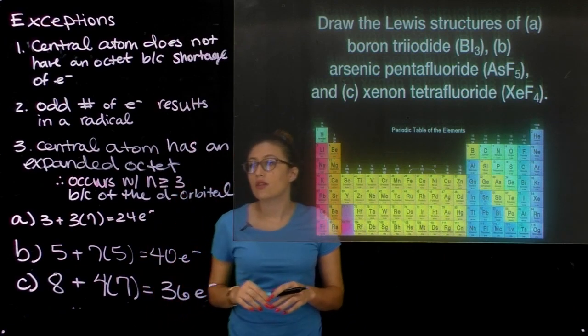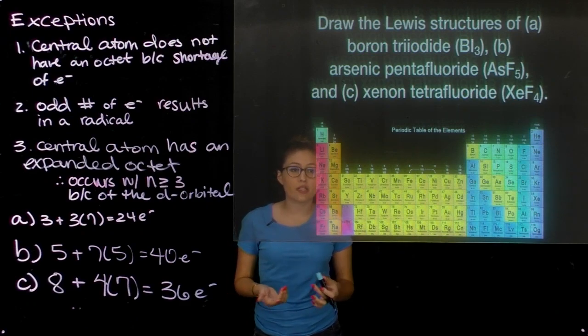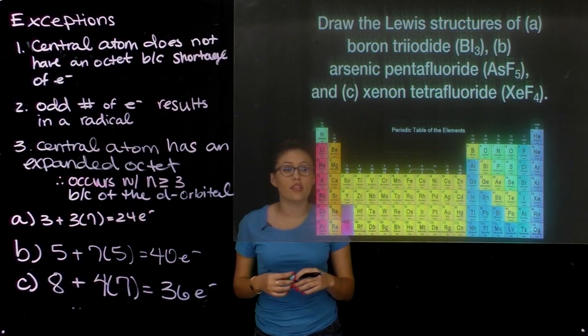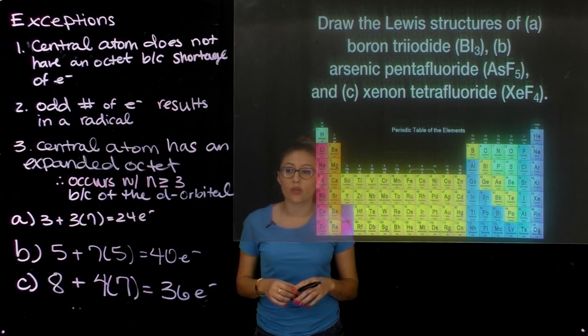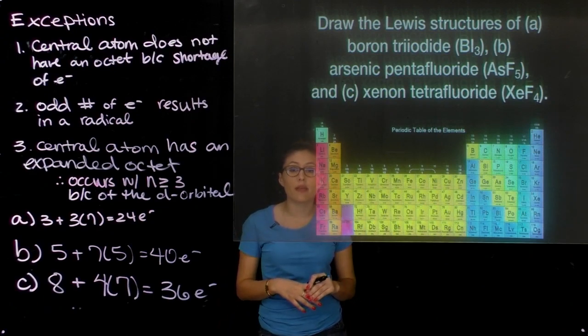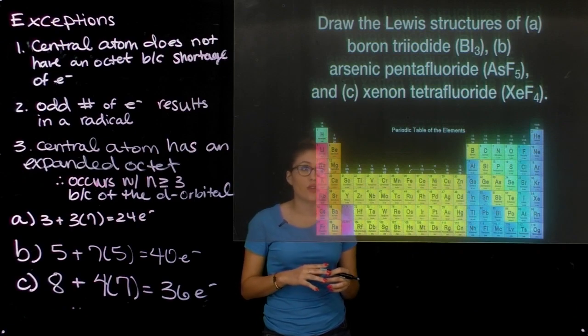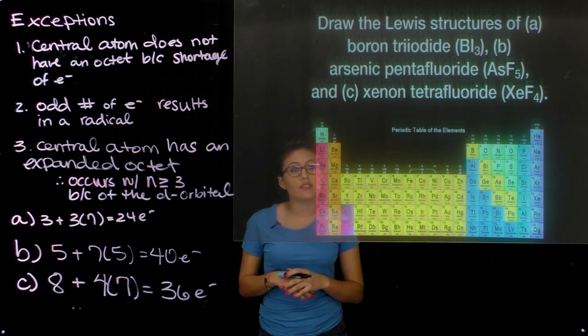And 3, the central atom has an expanded octet, and this will occur when n is greater than or equal to 3. This occurs because you have the d orbitals which can participate in bonding. So let's go ahead and determine the number of valence electrons for each of these cases.